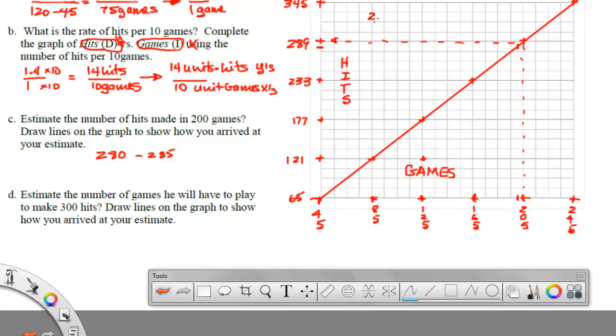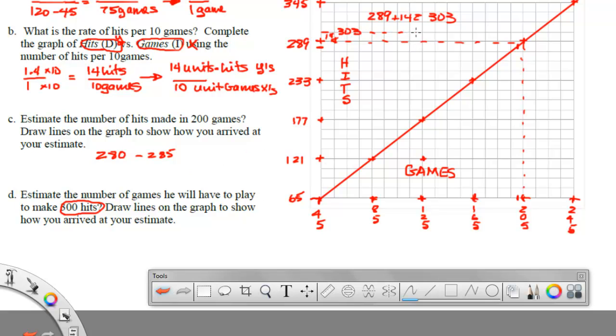So I take 289, and I know each one of these units right here is worth 14, so take 289 and add 14 to it. And that gives us 303. Well, 303 is really close to 300. So if I take this line at 303, now, some of you went down here, you thought that you had to start at 303 over here and go up and over. Well, these are the games. I'm telling you to start at the hits. So here you've got to kind of go backwards.